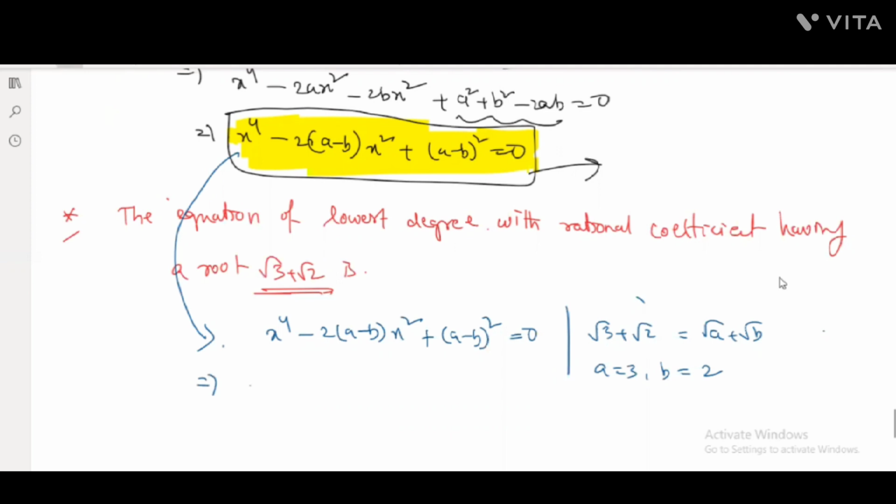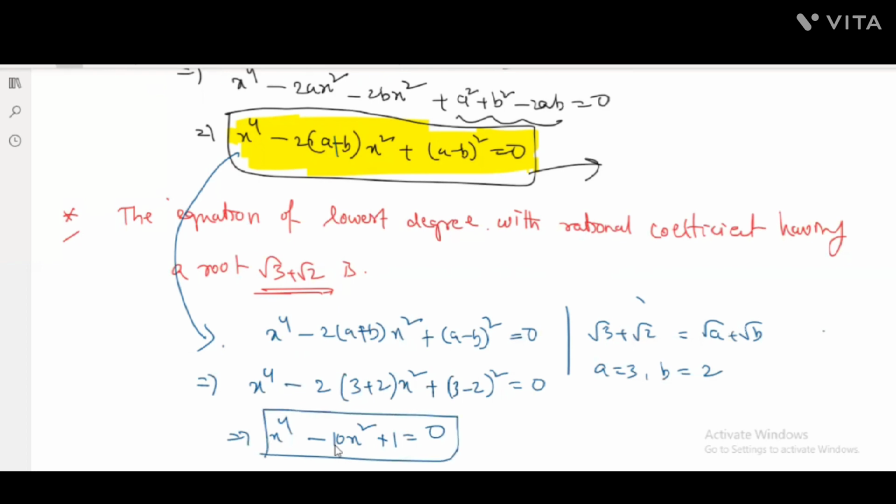We'll substitute here. x power 4, we will take the minus common. So x power 4 minus 2 times of 3 plus 2 x square plus 3 minus 2 whole square is equal to 0. So x power 4 minus 10x square plus 1 is equal to 0. So this is how we can directly solve with the shortcut.